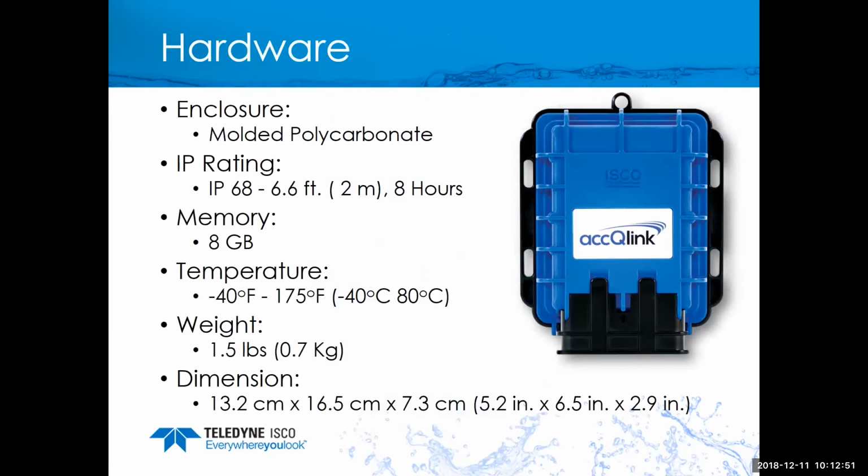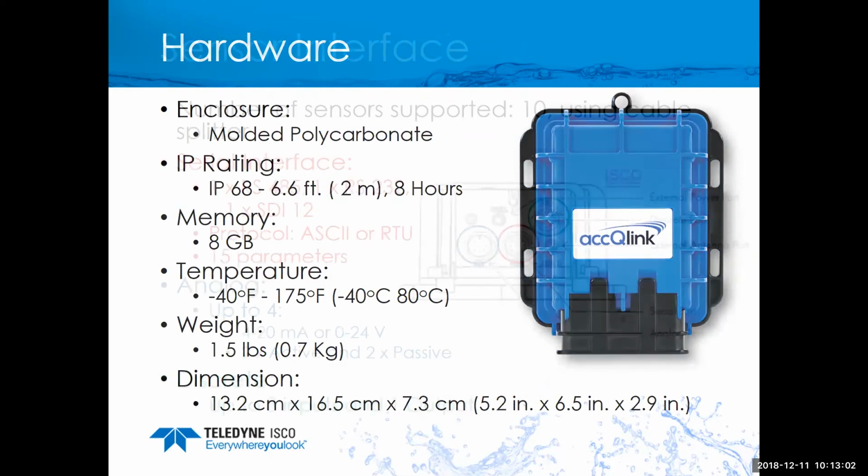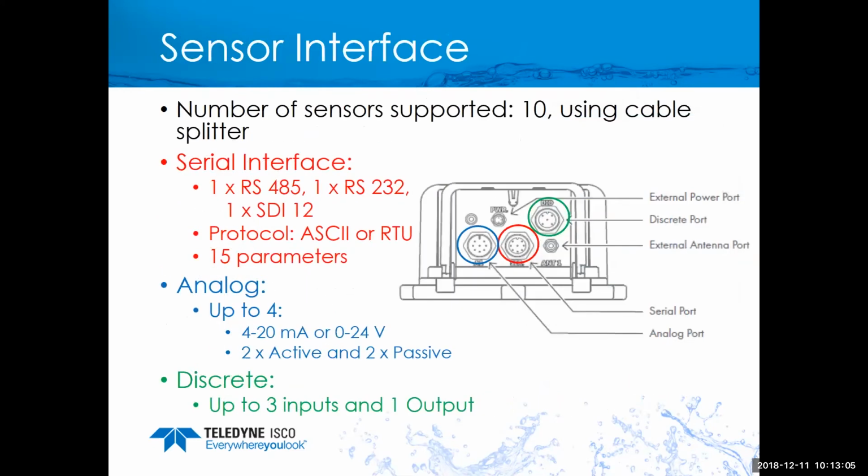Now, I've just got some information here on the enclosure. It's very durable, rated IP68, a small device, very lightweight, able to be mounted. There's the possibility of connecting up multiple serial interface sensors, up to 10 sensors. We can bring in Modbus 485, Modbus 232, SDI-12, and 15 different parameters can be brought in. We can also bring in analog devices, so if you have a mag meter or some other device or analog pressure sensors, things like that, they could be brought in as an active or passive sensor.